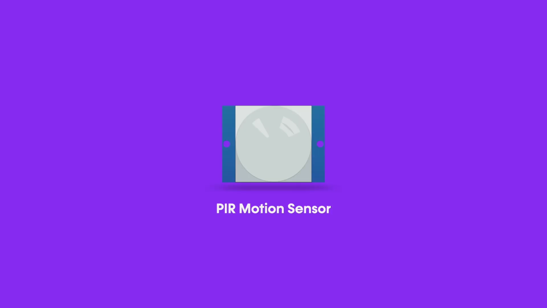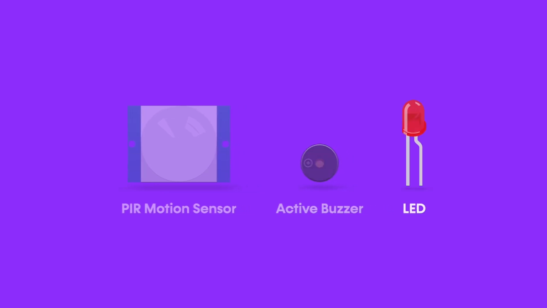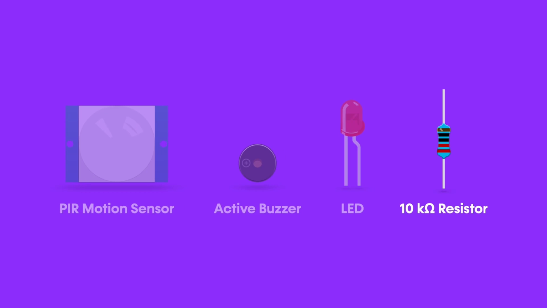First, we will need our motion sensor, which uses infrared light to detect motion. Next, an active buzzer, which we will use to make the alarm sound later on. Then, an LED to flash along with the buzzer. And finally, a 10 kilo ohm resistor to limit the current through the LED. So, these are all the parts you're going to need.